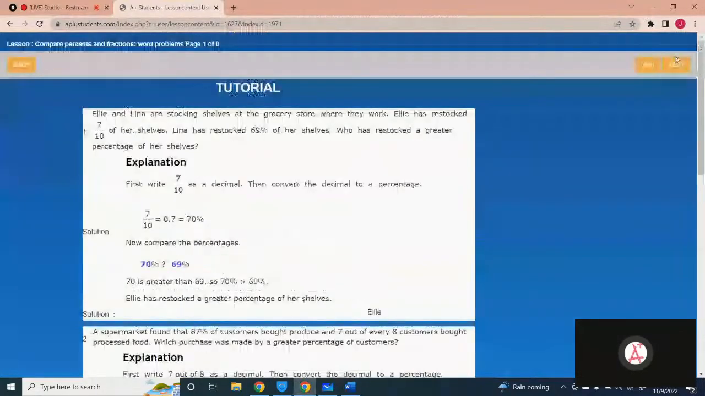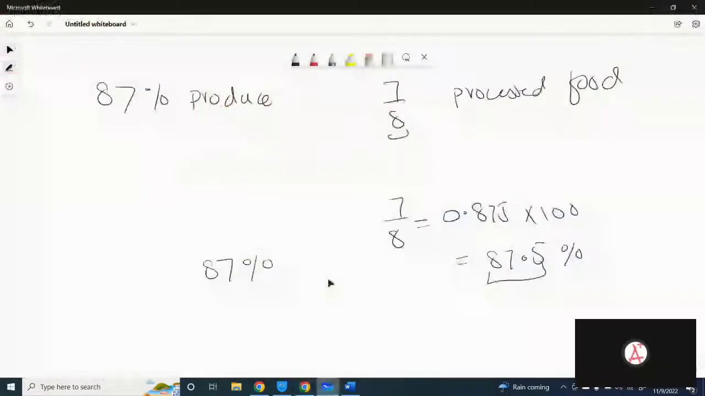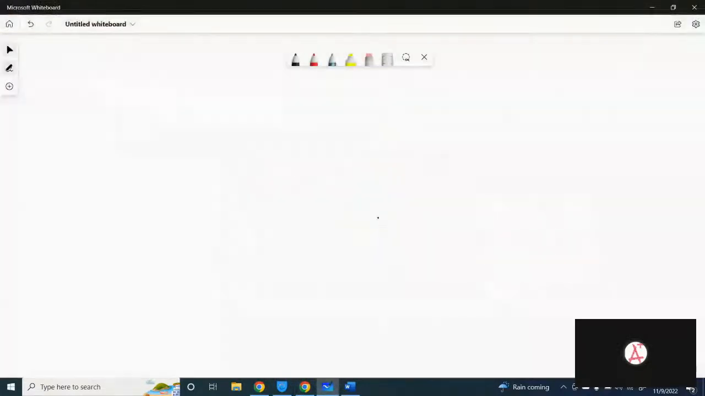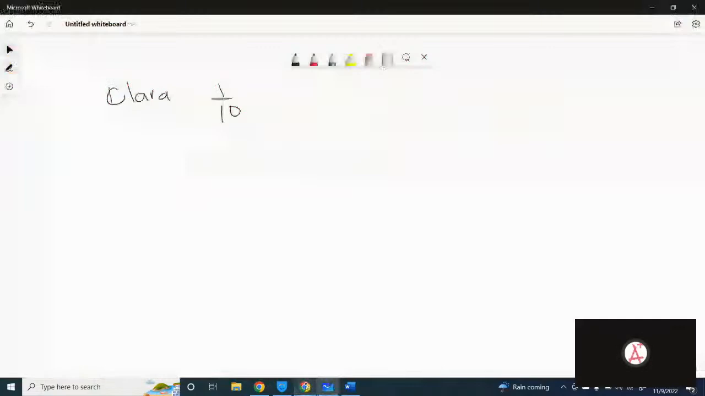Let's start with a test, because those were the solved questions. You can do them by yourself. Okay. Clara and Kelsey are calling their customers. Clara has called 1 by 10 of her customers. Kelsey has called 11% of her customers. Who has called a greater percentage of her customers? Got it? So Clara has 1 over 10, and Kelsey has 11% of the customers.